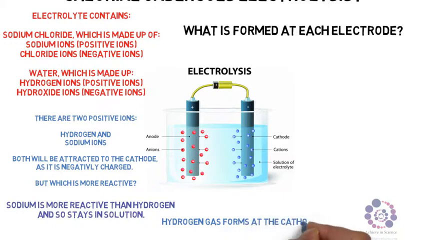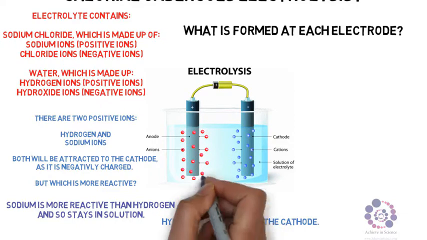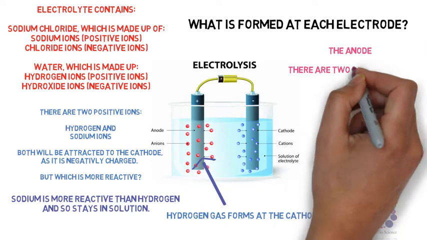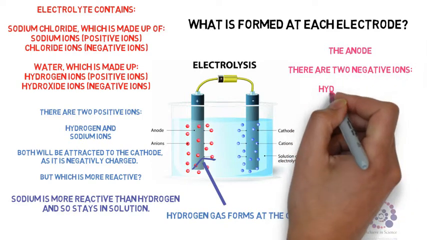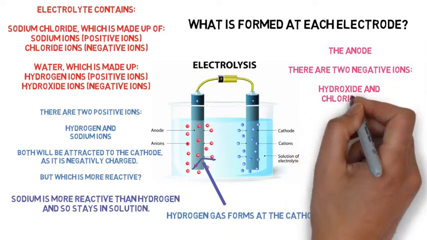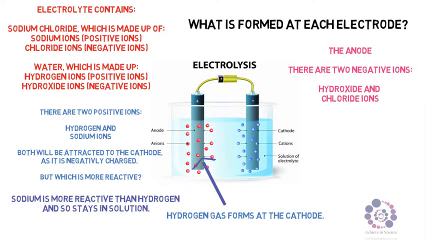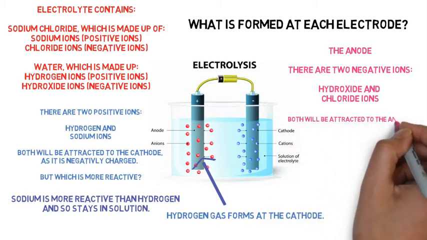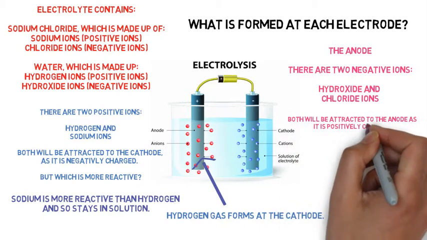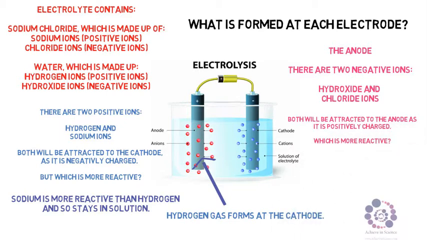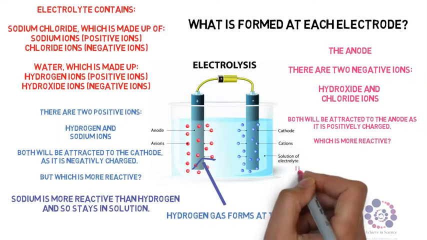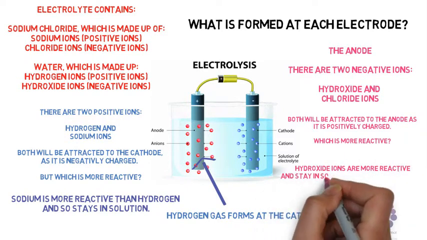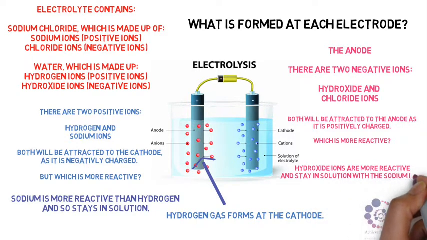Now let's have a look at the anode. At the anode, again, there are two possibilities of what could be formed, because there are two negative ions in the electrolyte: the hydroxide ions and the chloride ions. Both could be attracted to the anode, as it is positively charged. Again, ask the question, which is more reactive? Hydroxide ions are more reactive, and therefore they stay in solution, along with the sodium ions. Chloride ions are therefore attracted to the anode, forming chlorine gas.